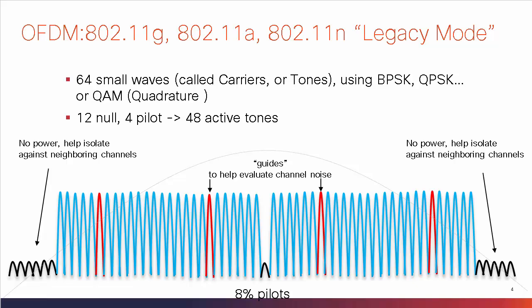So out of the 64 channels with 11b and a, and what we call legacy mode in 11N, 12 channels are null, 6 at the bottom, 5 at the top, 1 in the middle. 48 are active, that is to say sending traffic. And out of these 48, the ones you see in red, we have 4 of those. They are called guides or pilots.